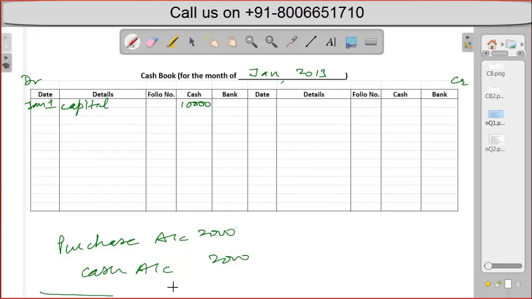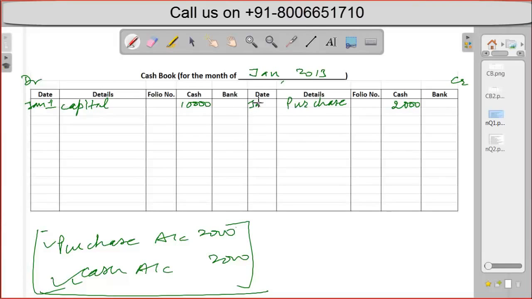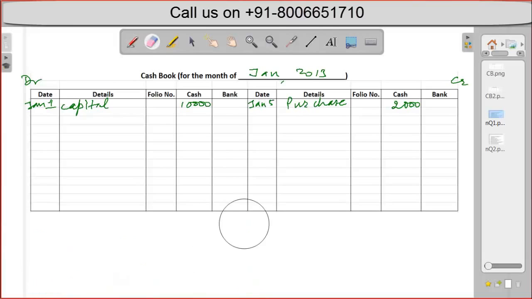Now tell me, in the entry is the cash account debited or credited? Credited. So this entry I will record on the credit side, because the cash account is credited. On the credit side, in the column for cash, I will record this $2,000, and in the column for detail I will write the name of the opposite account, which is purchase, and we will write the date, January 5. Now see the next transaction.